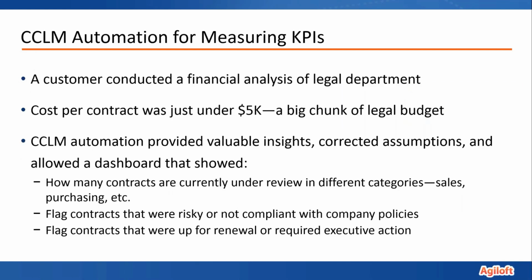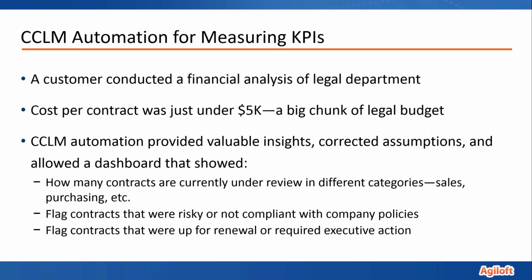A CCLM system allows you to automate most of this. One of our larger customers did a financial analysis of just the time the legal department spent manually routing contracts and executives spent approving contracts and related documents before automation. They found the cost per contract came in at just under $5,000, not far from the IACCM's estimate of $7,000, and a big chunk of the legal budget. That was before implementing CCLM. Afterwards, it was just $2,500. And they're processing thousands of contracts a year, so the savings are in tens of millions.